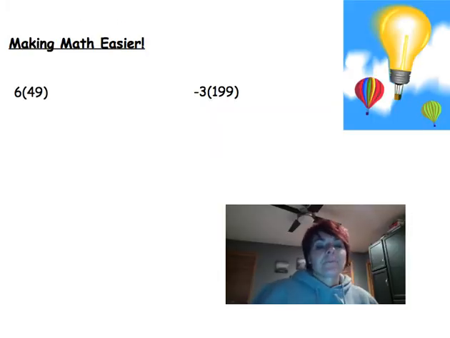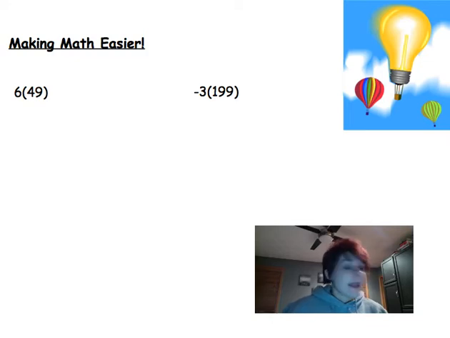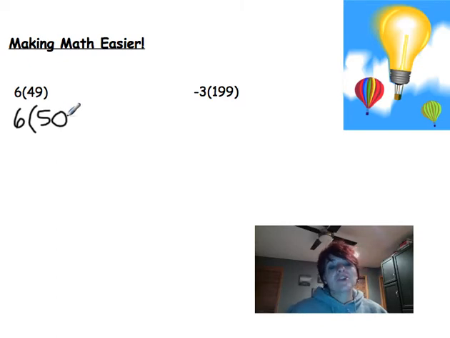Making math easier. We can use distributive property to make math a little bit easier. When I have 6 times 49, I can make this a little bit easier. Let's turn this 49 into 50 ones, because 50 is a little easier to work with. So I'm going to change that 49 to 50. But I can't just change it completely. It still is 49 right here, but 50 is a little easier to work with. So I'm going to change this to 50 minus 1.